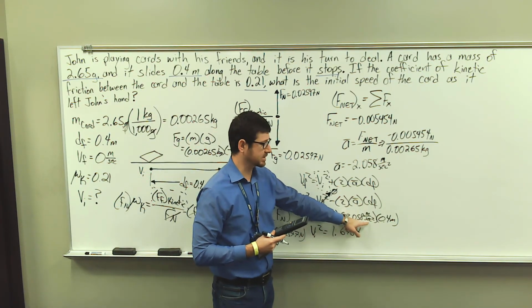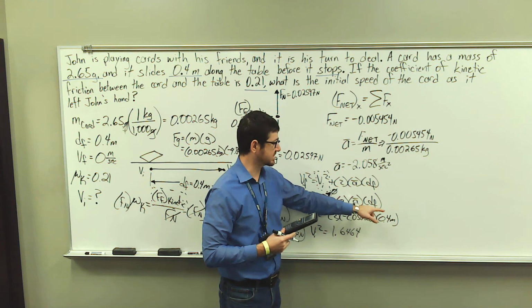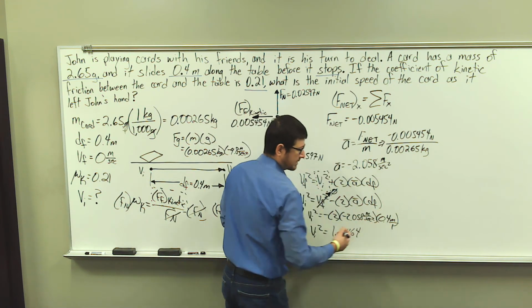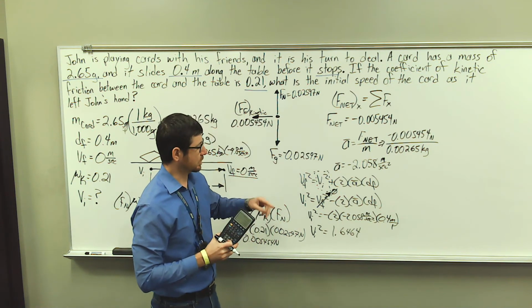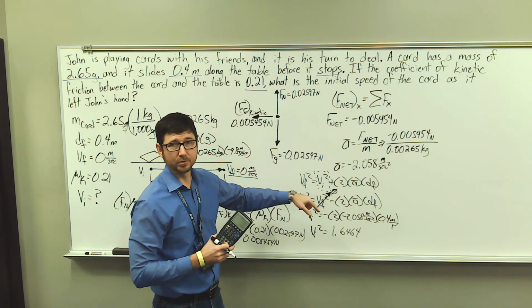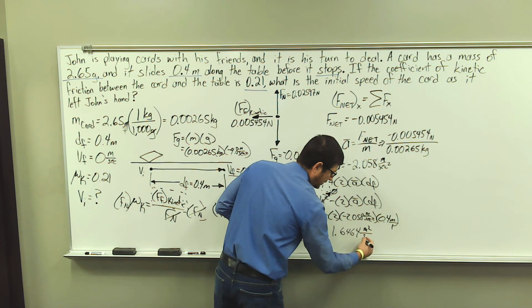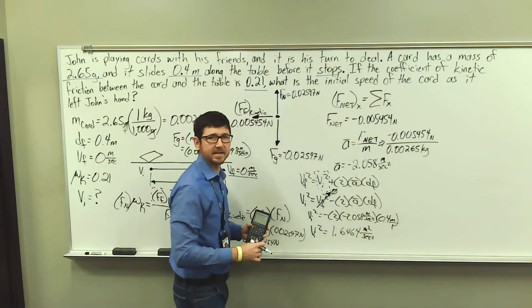Now let's take a look at the units here. I have meters per second squared times meters. And algebraically, we know that meters is meters over 1. So meters times meters, in my numerator, we have meters squared. So my units are meters squared per second squared.